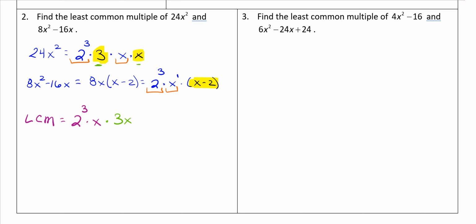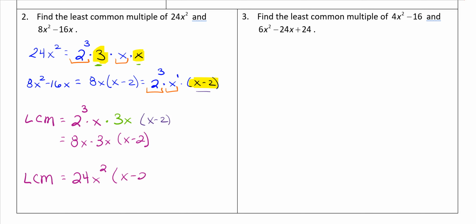So x minus 2 needs to be written down next to this, because that's the only factor that's not accounted for. And now our last step is going to just simplify this down. So 2 cubed is 8, so I have 8x times 3x times x minus 2, which means my least common multiple, 8 times 3, we can multiply that, is 24. X times x is x squared, and then x minus 2.